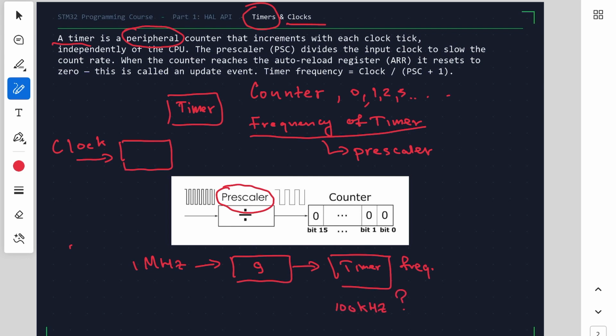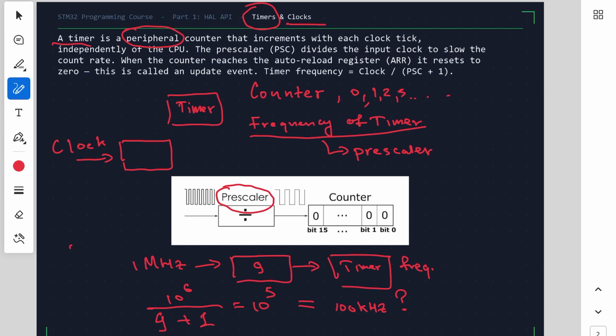How did you find this number? Can you guess? It's very easy. First you have the input, so in our case 10 to the 6 because it's a megahertz. You divide by the prescaler, in our case 9 plus 1, so you get 10 to the power of 5, which is 100 kilohertz.